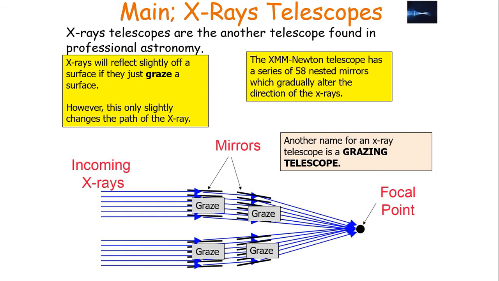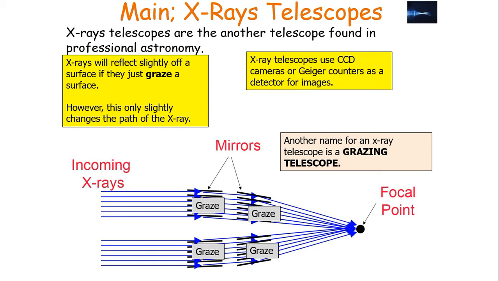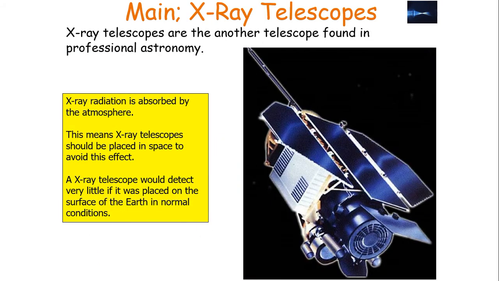So for example, the XMM Newton telescope has a series of 58 nested mirrors which gradually alter the direction of the X-rays. Now, X-ray telescopes tend to use charge-coupled devices or Geiger counters as their detection for images.